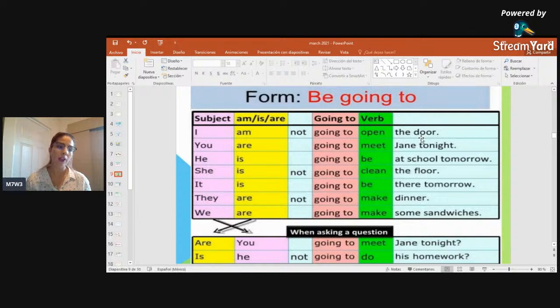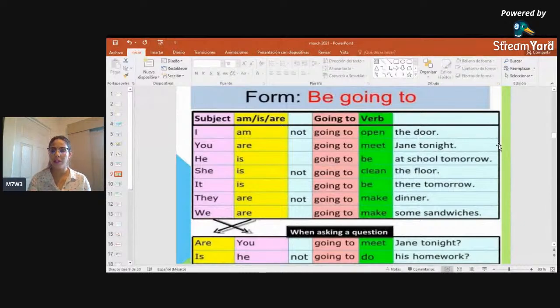Después tenemos la categoría para hacer preguntas. Recordemos, siempre vamos a tener en cuenta la forma afirmativa, la estructura. ¿Por qué? Porque esa es nuestra base. Lo único que hacemos es intercambiar la ubicación del inicio. Primero ponemos el auxiliar y luego ponemos el pronombre o el sujeto.